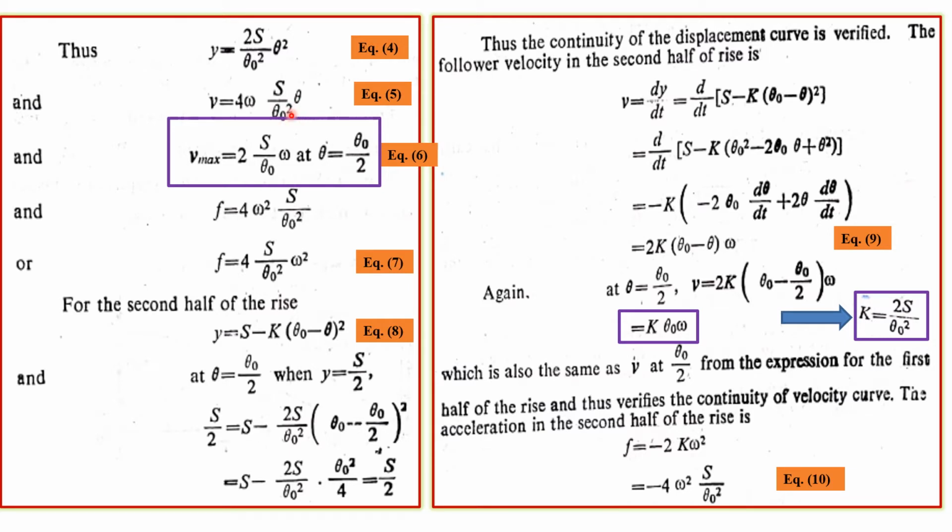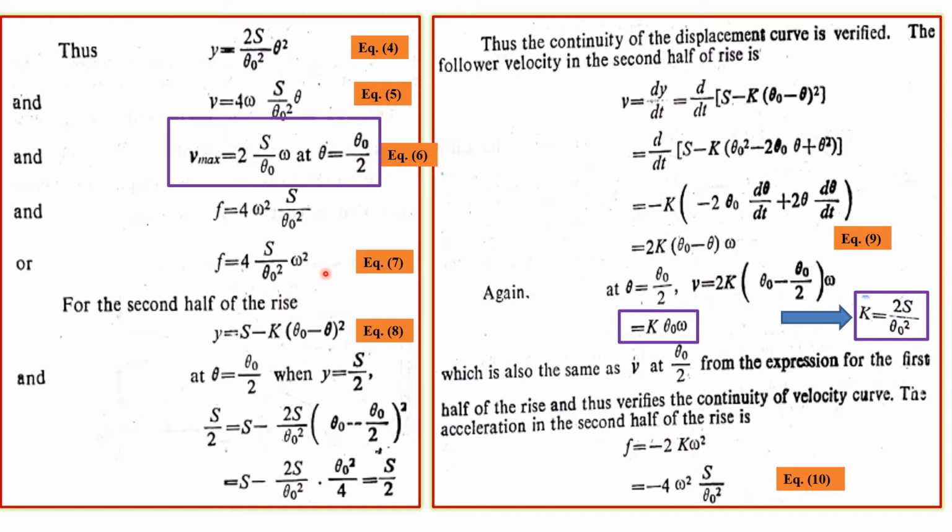So now we can cross check the value of the velocity when it is maximum. V maximum is determined by inserting theta equal to theta 0 by 2. So what we get is the maximum velocity of the follower, at half of the outstroke angle, is twice s upon theta 0 into omega. Likewise, we determine the value of the acceleration. Acceleration is going to be 4 omega square s upon theta 0 square. So we get f equal to 4 times s upon theta 0 square into omega square.